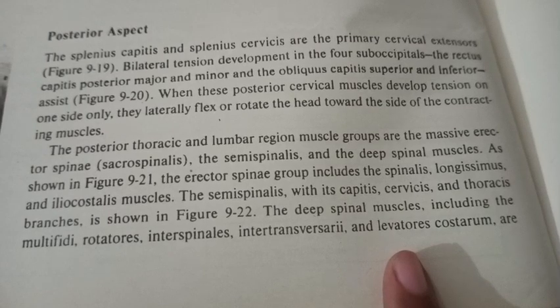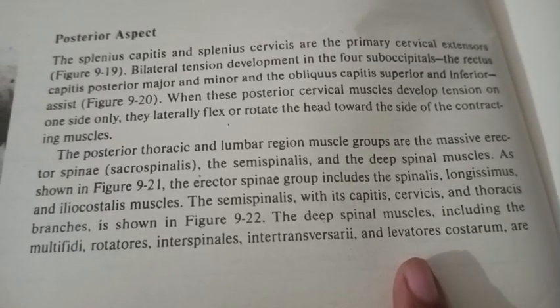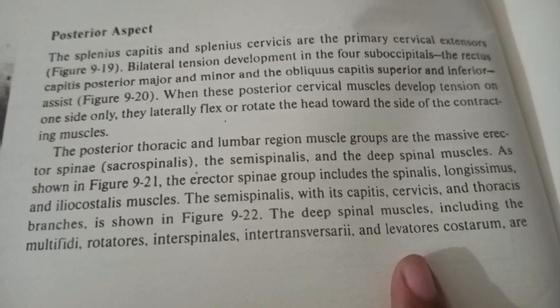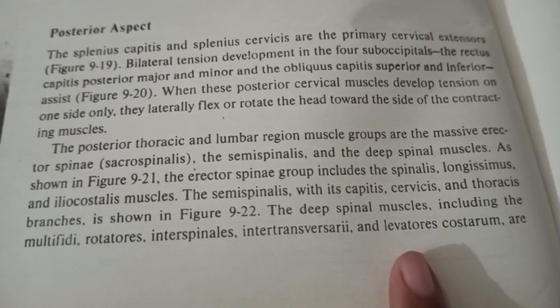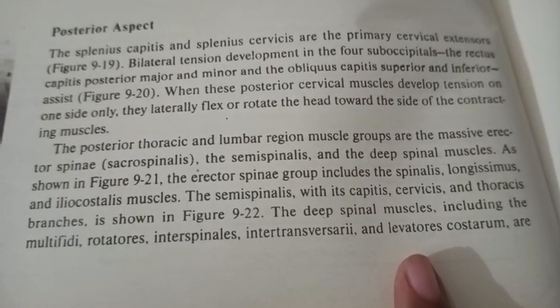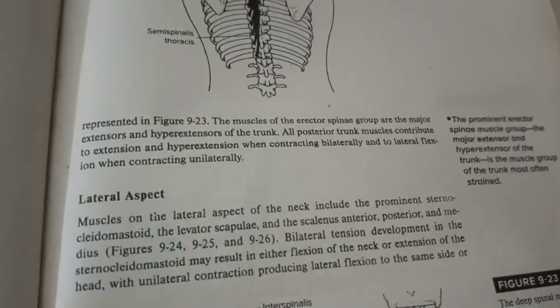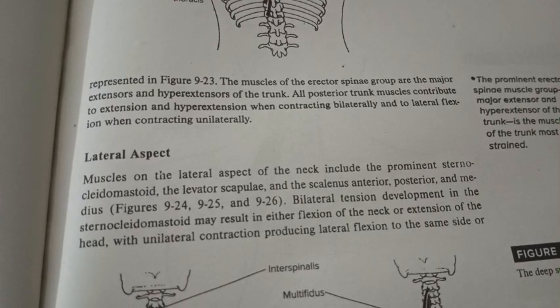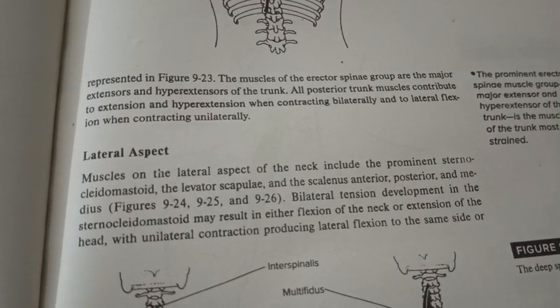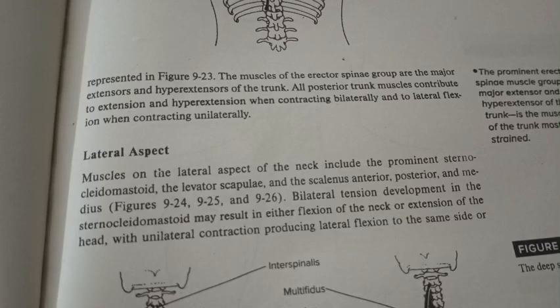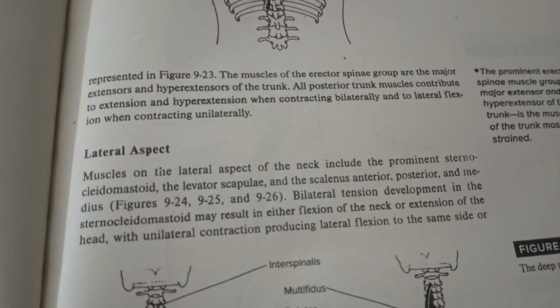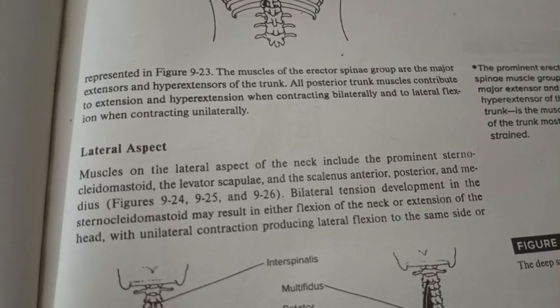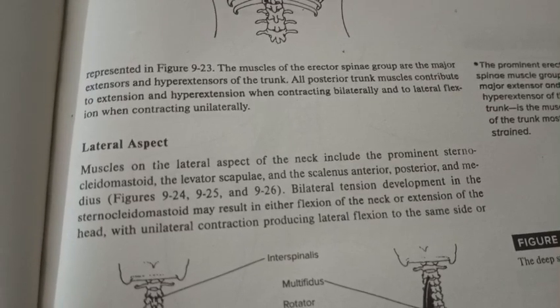The deep spinal muscles, including the multifidi, rotators, interspinalis, intertransversarii, and levator costarum, are also represented. The muscles of the erector spinae group are the major extensors and hyperextensors of the trunk. All posterior trunk muscles contribute to extension and hyperextension.